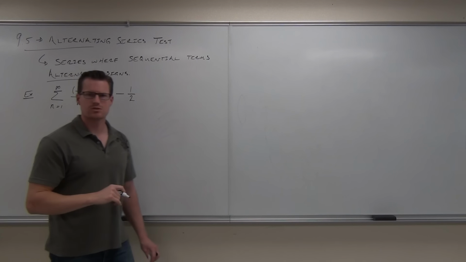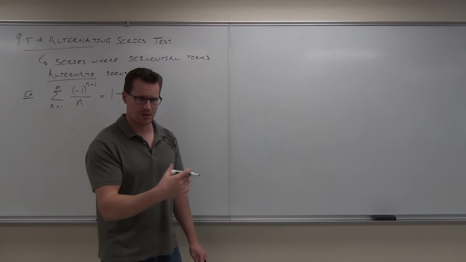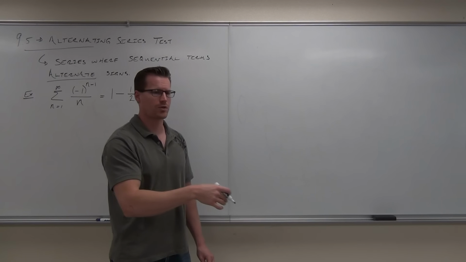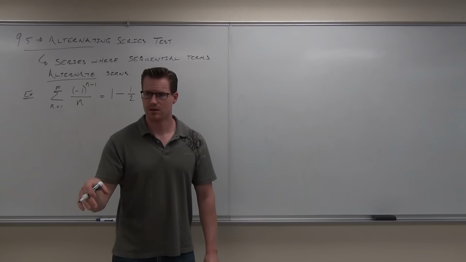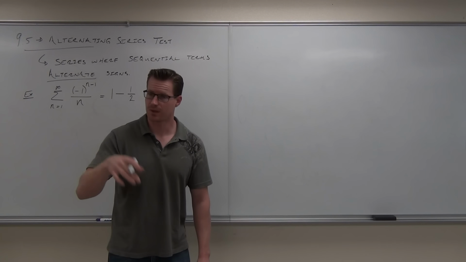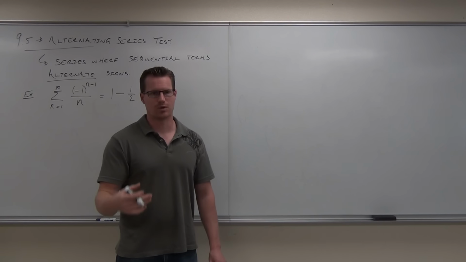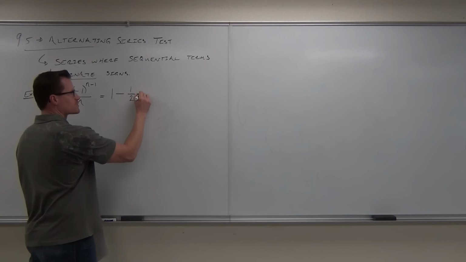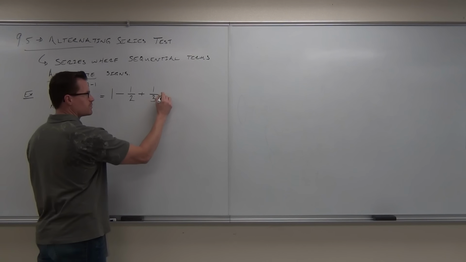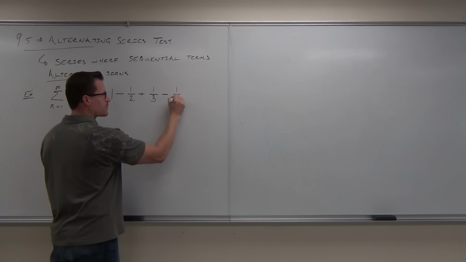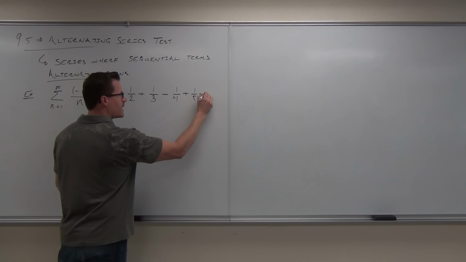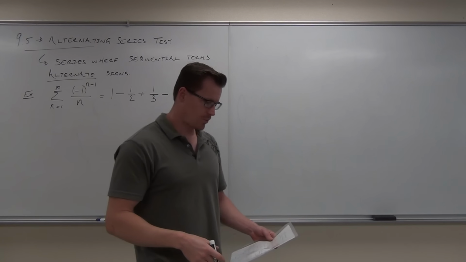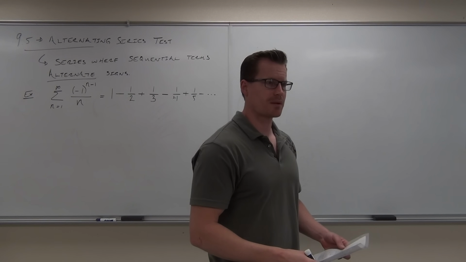So whereas a sequence would just go 1, then comma, negative 1/2, then comma, positive 1/3, then comma, negative 1/4, what a series does is go, okay, 1 minus 1/2 plus 1/3 minus 1/4 plus 1/5. Are you guys getting the picture here? So the next one would be plus 1/5 minus 1/6, and it doesn't end. That's the way your alternating series will look. You okay with that? Yeah.